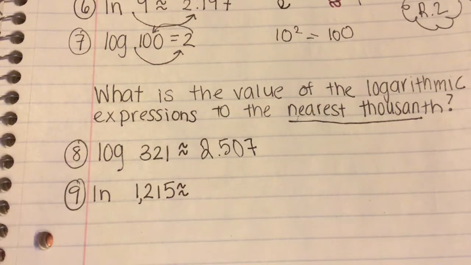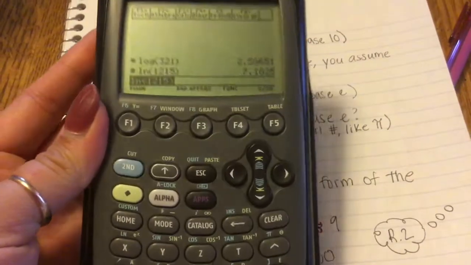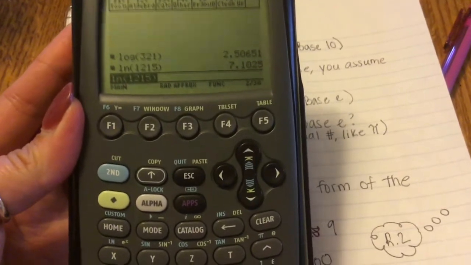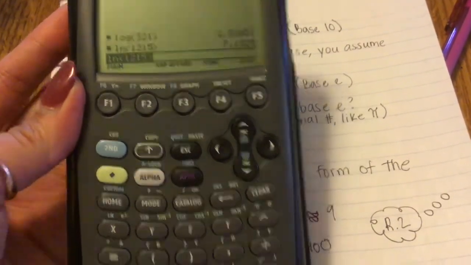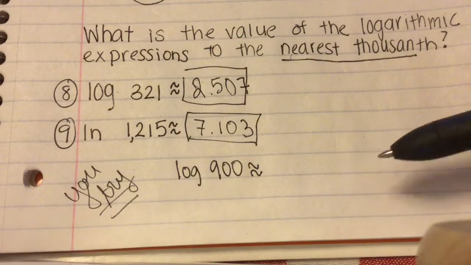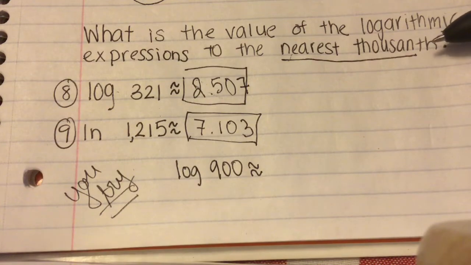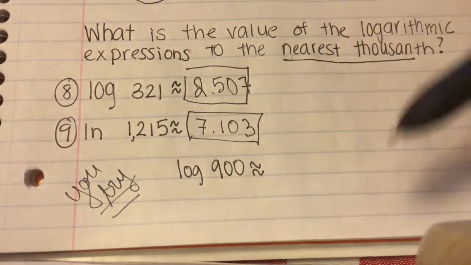And for natural log, now I'm going to use the LN button. Natural log of 1,215 and hit enter, and I get 7.1025. So that's going to be 7.103. Remember that we're going to be rounding. I'm just going to use the same set of directions here. So remember that you're using the squiggly line because it's about equal to.